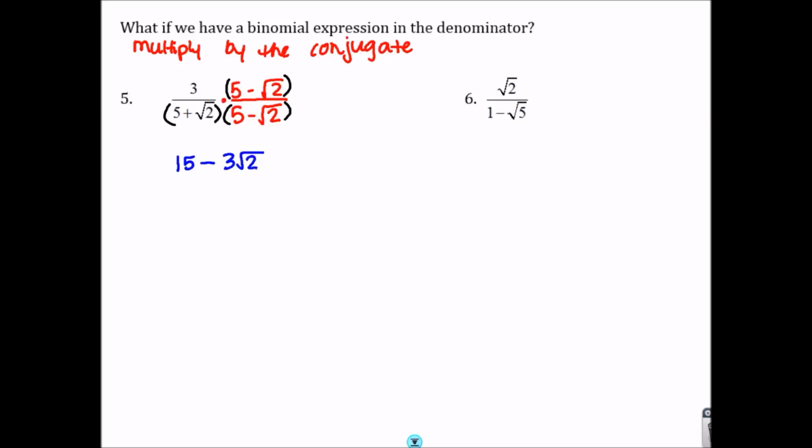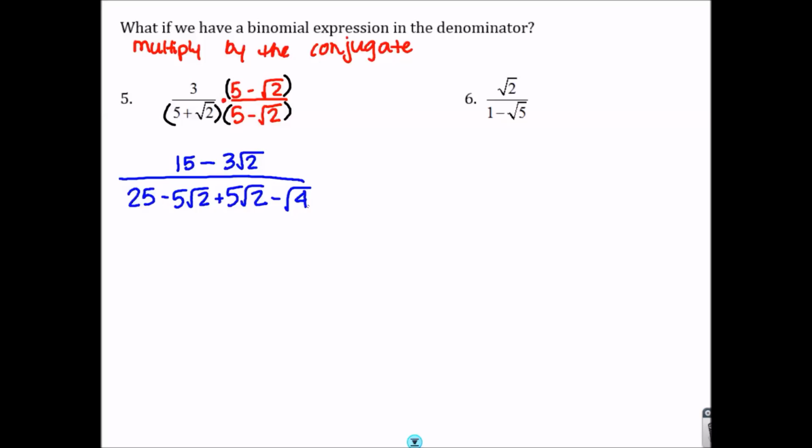In the denominator, we have to double distribute. So if we have 5 times 5, it gives us 25. 5 times negative square root of 2 is negative 5 square root of 2. Square root of 2 times 5 is 5 square root of 2. And square root of 2 times negative square root of 2 is negative square root of 4.